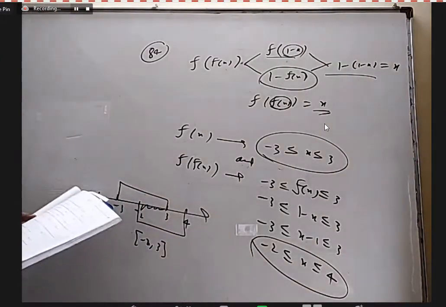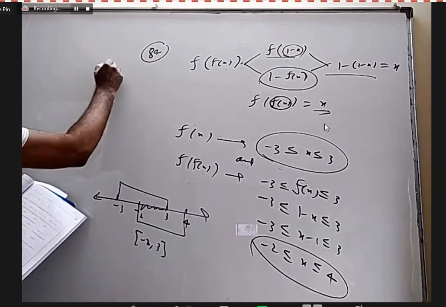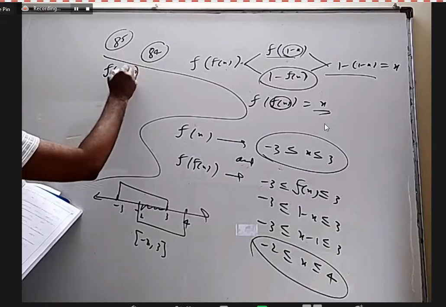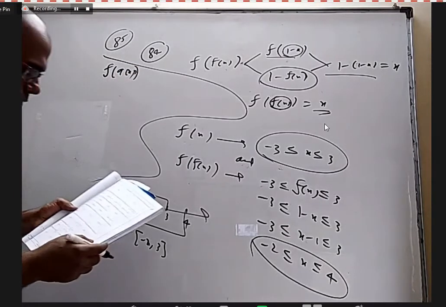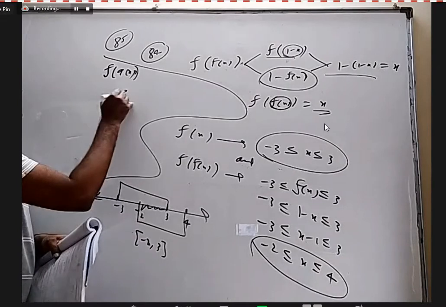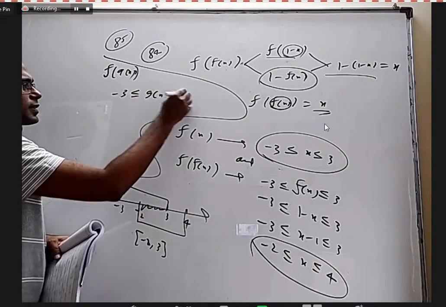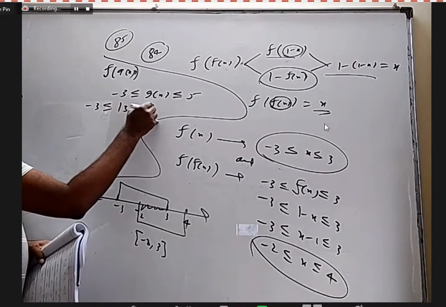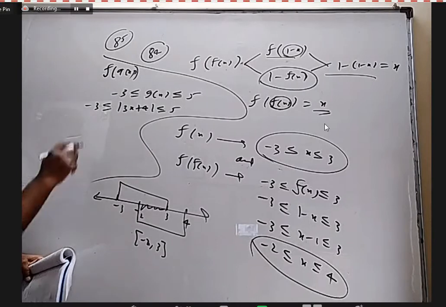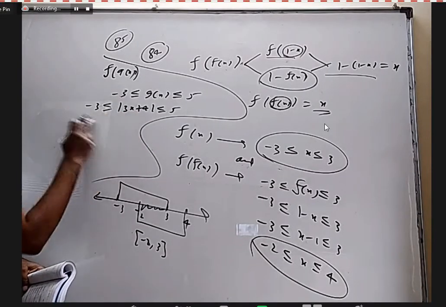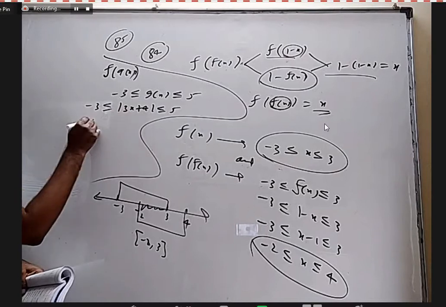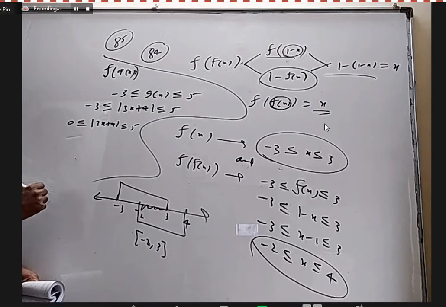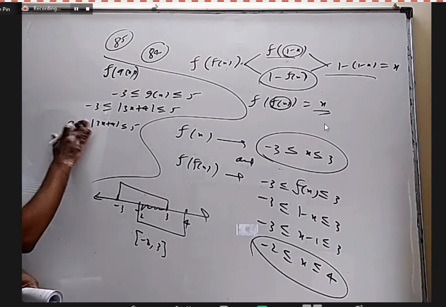So anyway, I can write it just for others' benefit. F of g of x. I'm talking about 85. F of g of x is defined when g of x is within the domain of f. So minus 3 less than or equal to g of x less than or equal to 5. That is minus 3 less than or equal to mod 3x plus 4 less than or equal to 5. But mod of something is anyway more than minus 3, nothing to worry, it is always positive. So it indirectly means mod 3x plus 4 less than or equal to 5. At best, if you want to write 0 also. But not required. If it is less than 5, automatically more than minus 3. So I'll only write this.